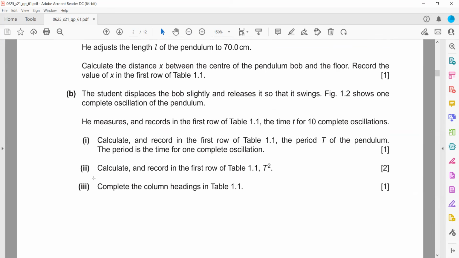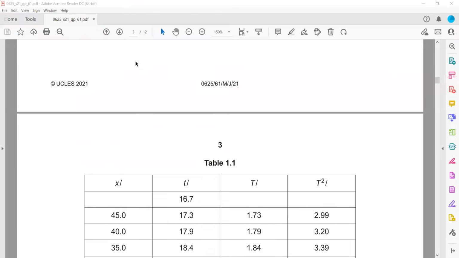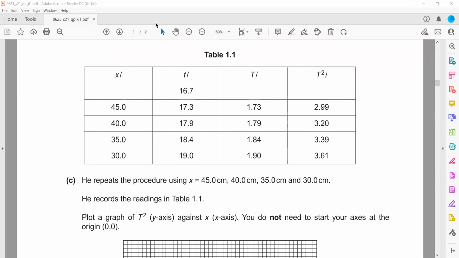What is the meaning of a column heading? The term column heading means units. So we have to complete table 1.1. How will we complete this table 1.1? This value is already recorded, that was 50. Now complete the column heading.